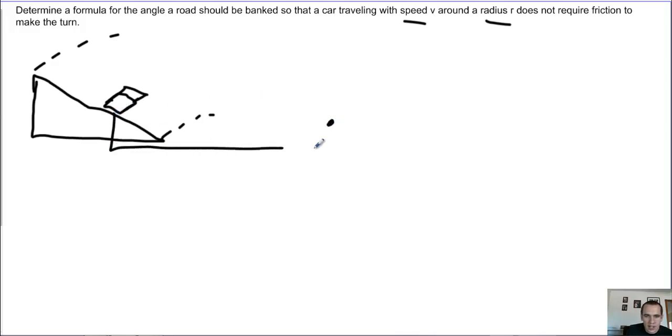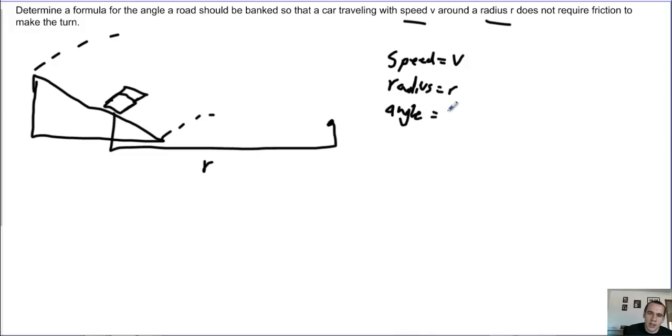And we're told that the distance from the car to the center is r meters, and we're told it's traveling at a speed v. So our speed equals v, our radius equals r, our angle is what we're trying to find. We don't know what it is. What angle should we be using so that this does not require friction, which tells us one more piece of information. It tells us friction is 0. We're not going to have to worry about it.